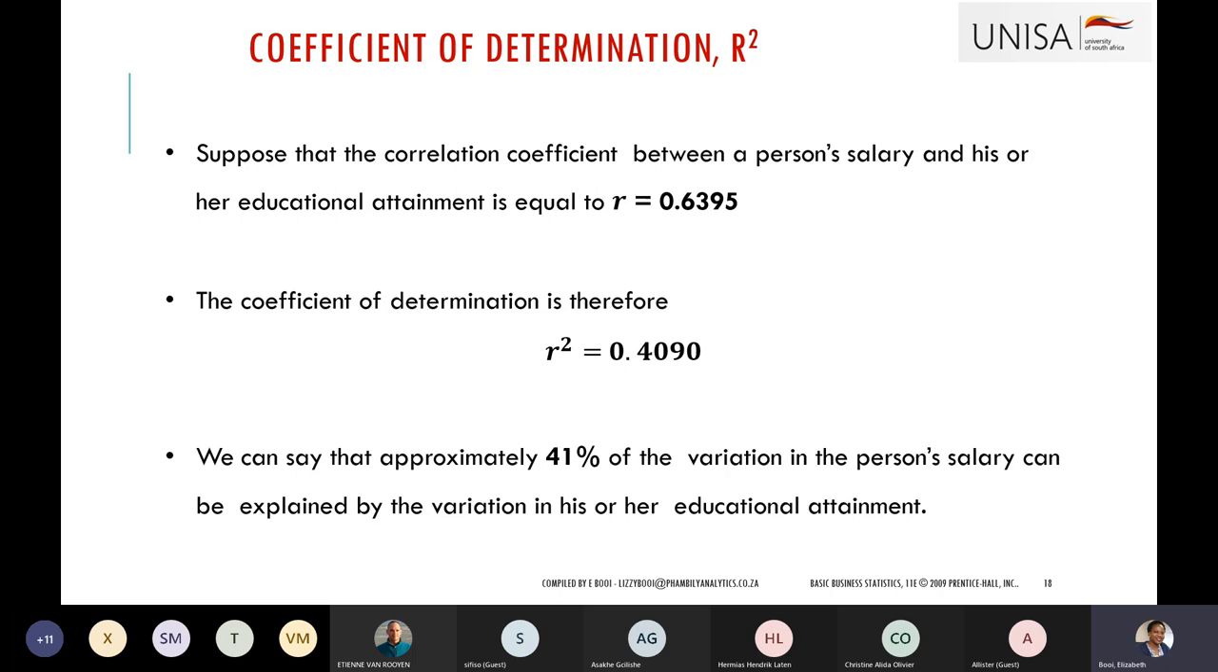How will we interpret that R? The R, we will just say this is a strong relationship, because it's between 0.39 and 0.79. We say this is a strong positive correlation or relationship, whichever one you want to use. It will still mean the same thing.